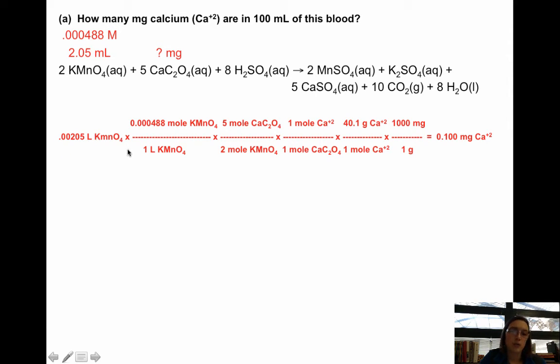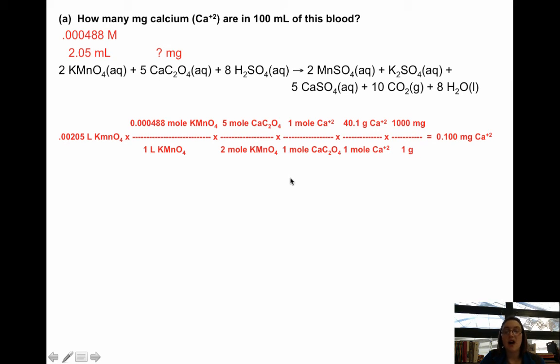So we have the volume of potassium permanganate. I put it in liters, and then I use the concentration to get to moles. You also could just say molarity equals X moles over 0.00205 liters. You're going to get the same thing. So I have moles of potassium permanganate. I'm going to use the mole ratio to go to moles of calcium oxalate. That's from this balanced equation.